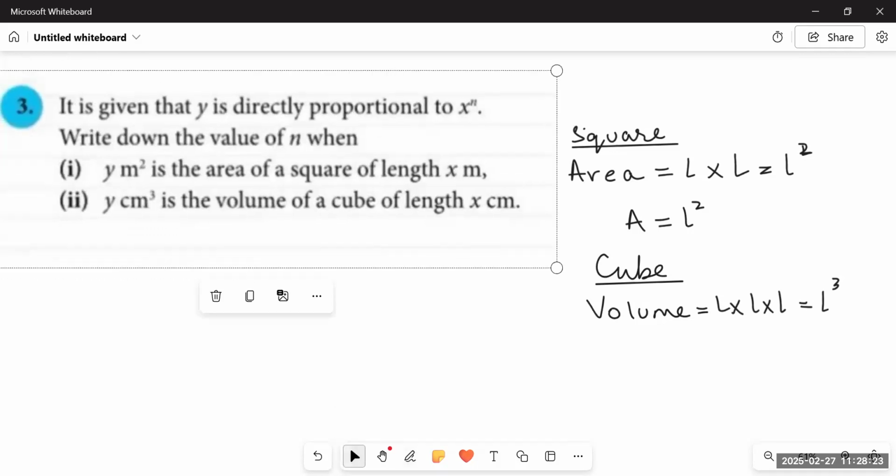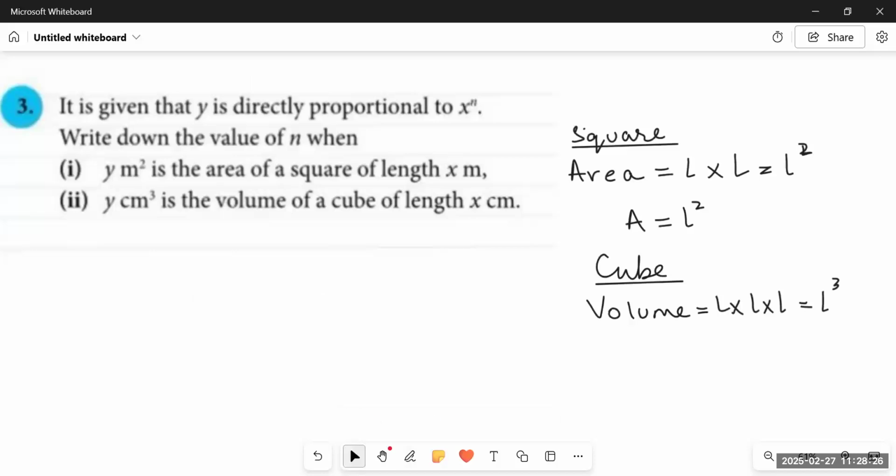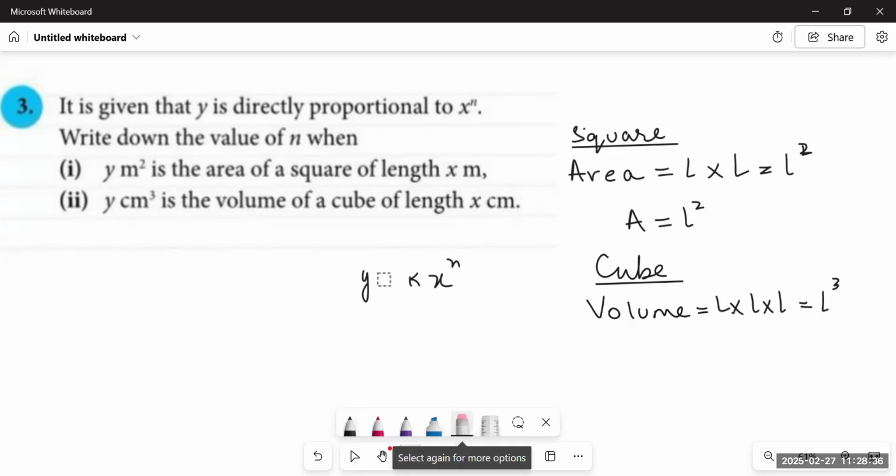that it is given that y is directly proportional to x^n, we can say that y is equal to kx^n. Or it's better, let us write it in the form of proportion. That is y is directly proportional to x^n. Then they're saying write down the value of n. We don't know the value of n.